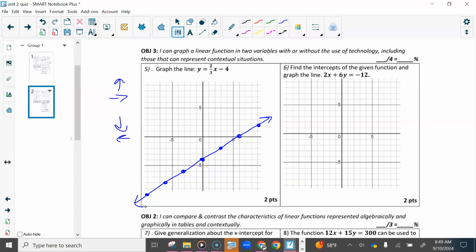This is just something that I know I've had a bit of trouble with. So when a slope is positive, you can go up to the right or down to the left. Okay. And then for negative, it's the opposite. Yeah, okay.